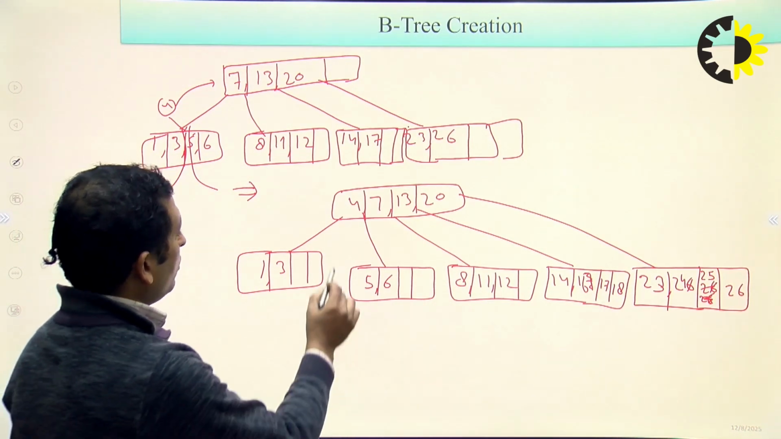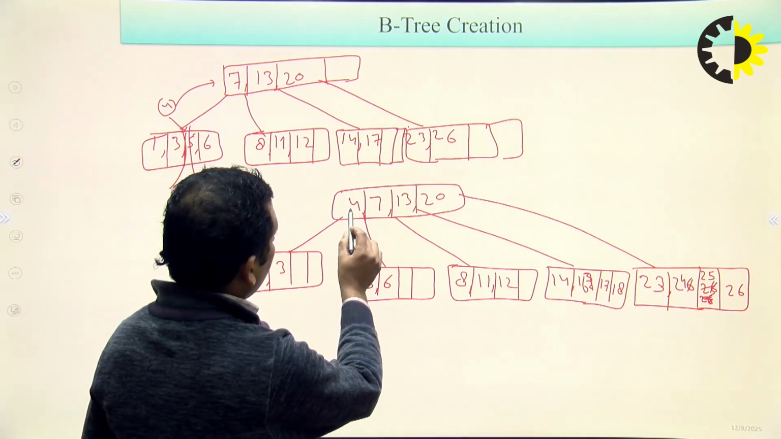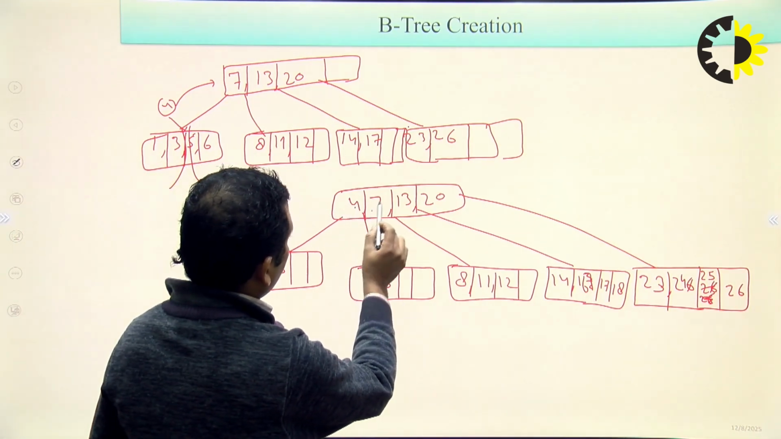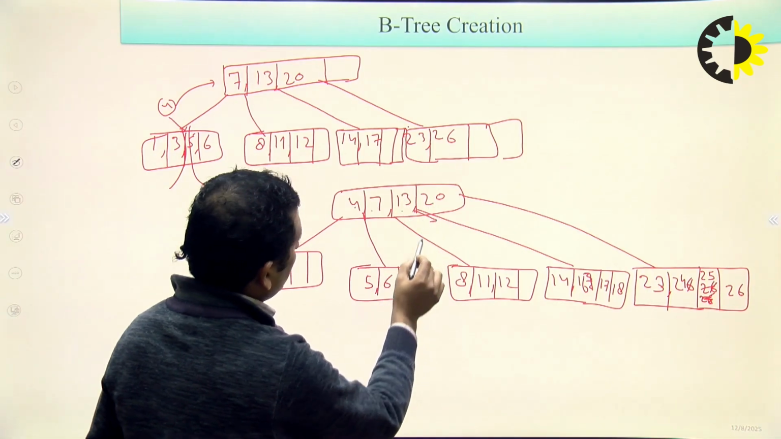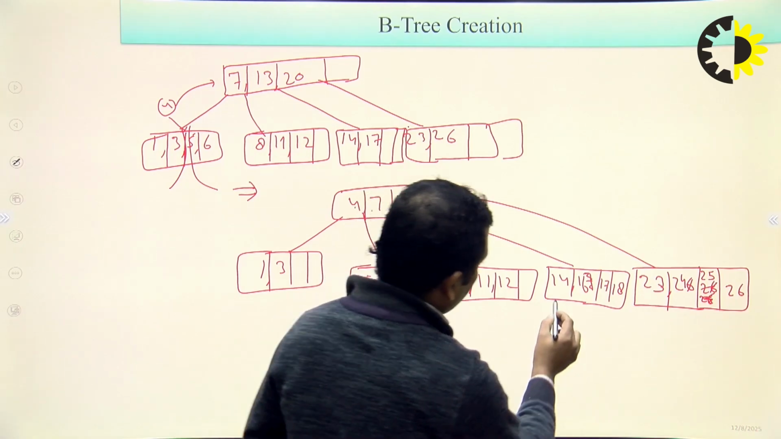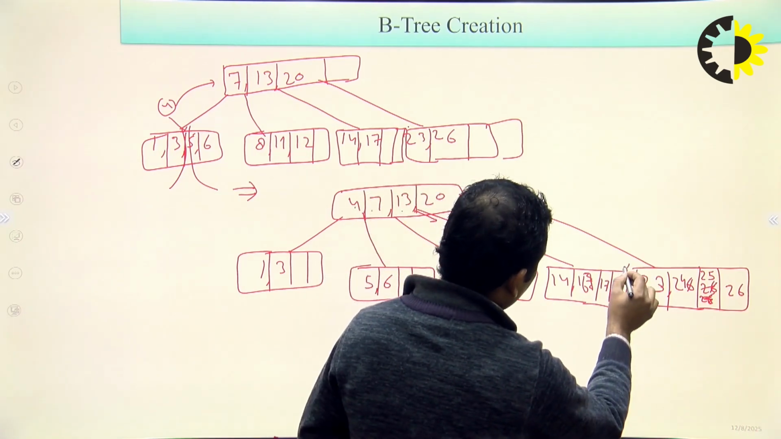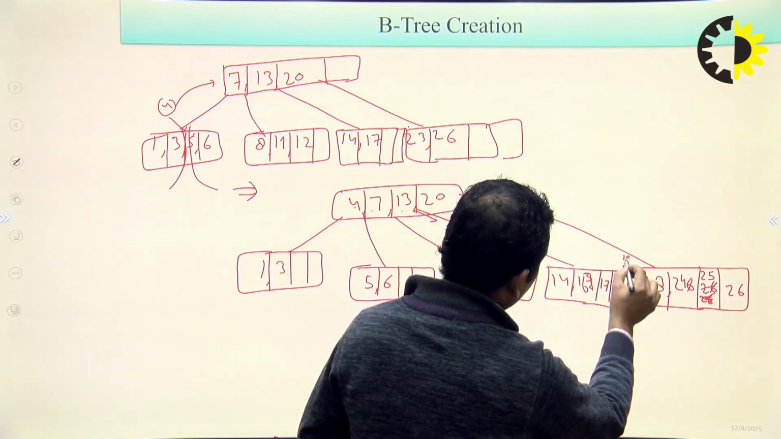Now the next and last key is 19. So where to keep 19? Greater than this one, greater than this one, greater than this one, less than this one. So in this branch, 19, but there is no room. If there were room, 19 would come here.